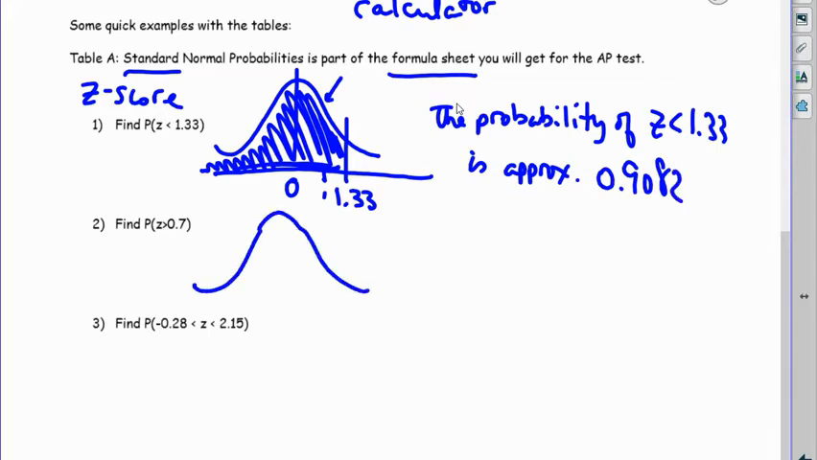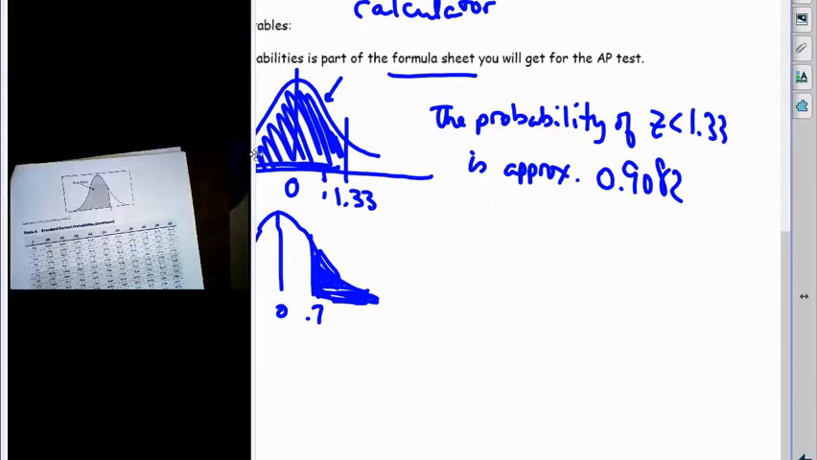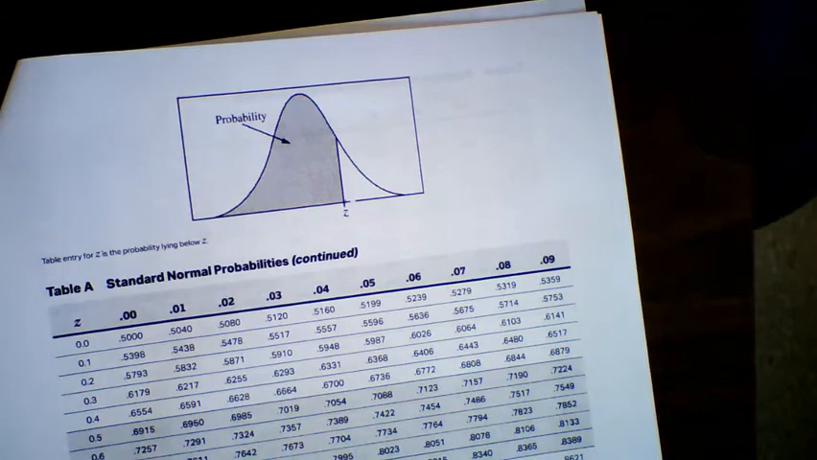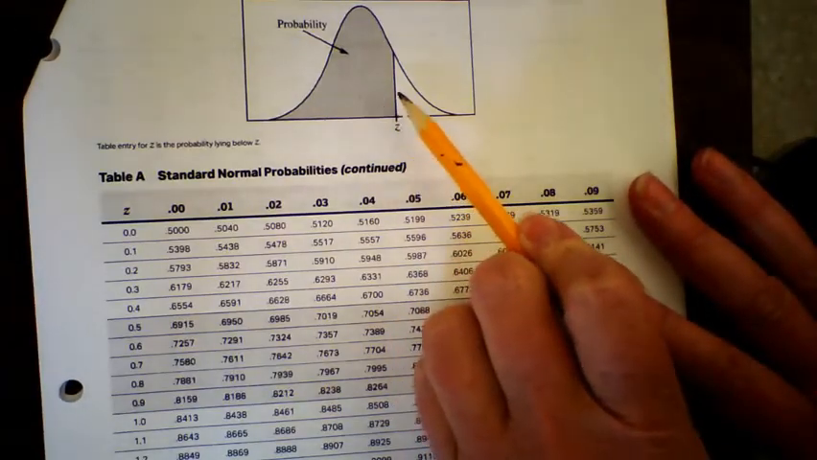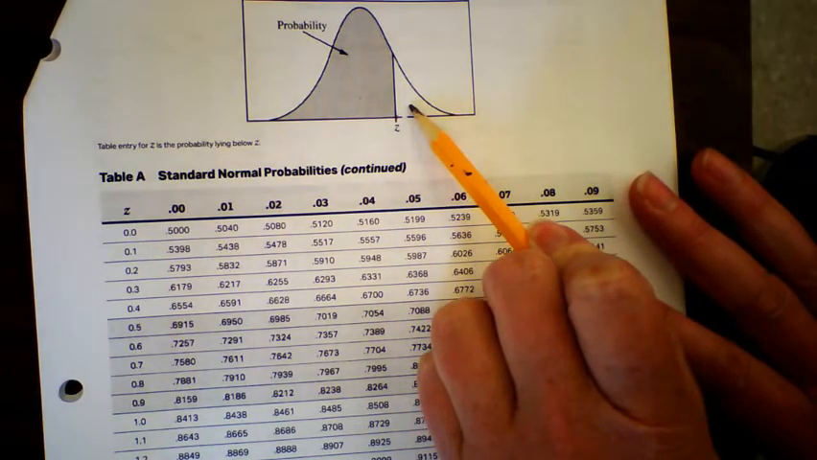Here's my graph. Here's my 0 in the middle. I need to be greater than a 0.7. I gotta be this side. Well, that's kind of interesting because that's not the way the table looks when you look at the table, is it? Going back to that exact same page, this table, I get the left side, but I want the area of the right side.